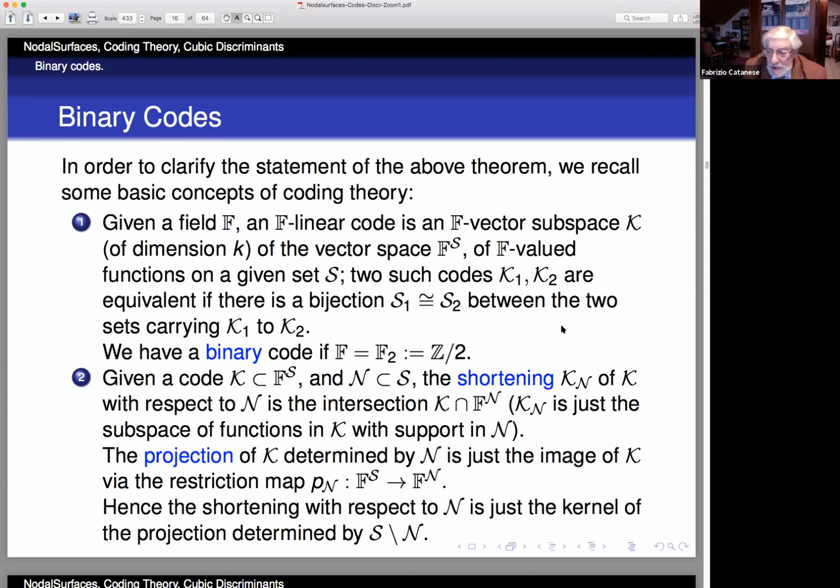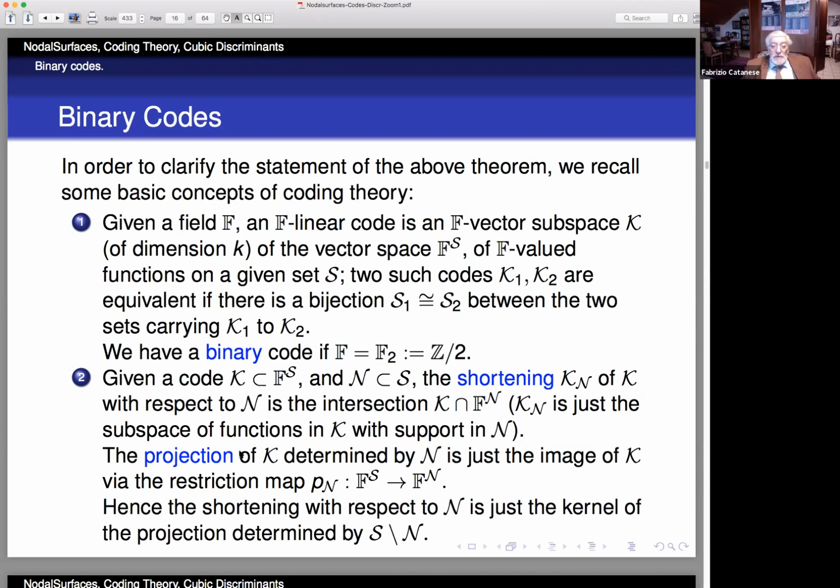And I will concentrate mainly on the case of a binary code, which means that F is the field with two elements. Now, given a code, so this is a key notion, very simple. If I have a subset N of S, the shortening with respect to N of the code K is just the intersection of K with the subspace of functions in K with support in N.